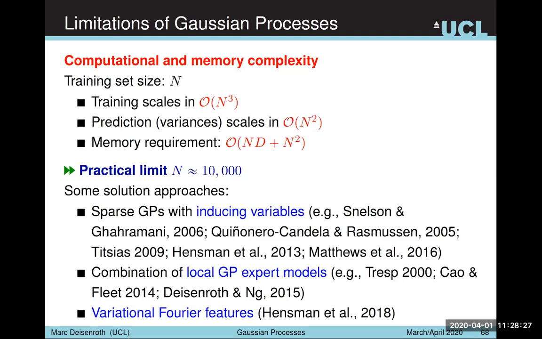And there's also some work on variational Fourier features by James Hensman and colleagues, which would also address this issue, at least to some degree, in low dimensions, for going beyond 10,000 training data points.